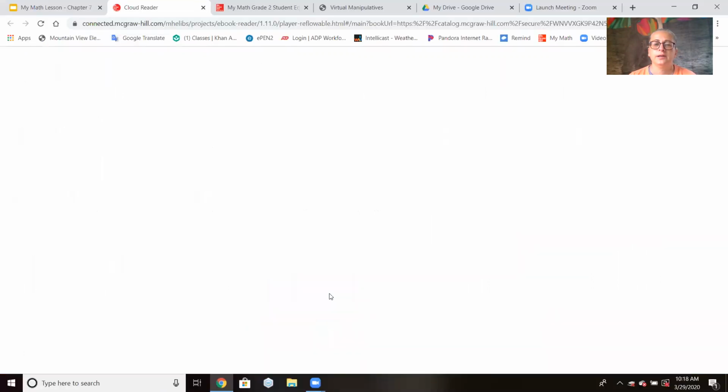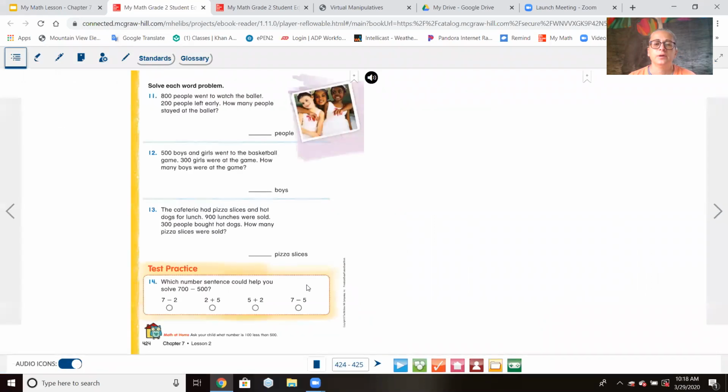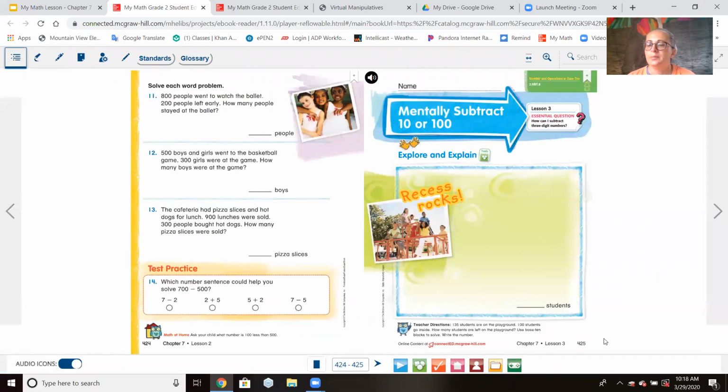So I'm going to try to go where we need to go. We need to go to page 425 in your My Math book, and it will look like this. We're looking for mentally subtract 10 or 100. If you need to pause to get there, go ahead and pause and then hit play again. I'm going to continue on, so at any time you need to stop, you can pause. This is lesson 3, and our essential question in this lesson is, how can I subtract 3-digit numbers?